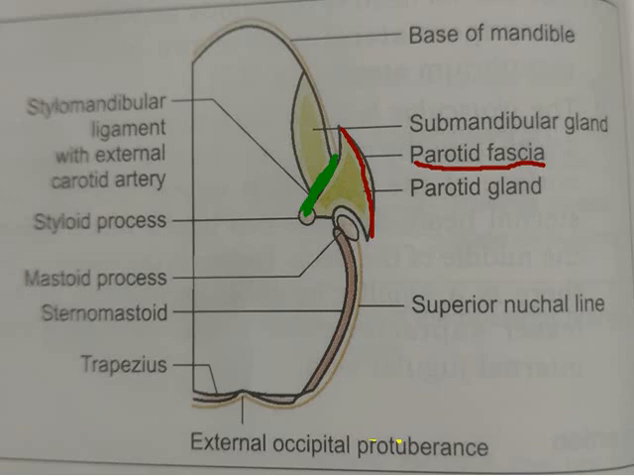So when we are dissecting or operating over the parotid gland, if this external carotid artery is damaged, it can retract through this stylomandibular ligament and it may cause severe bleeding. So this caution should be taken. We should not damage or cut the external carotid artery while operating on the parotid gland.